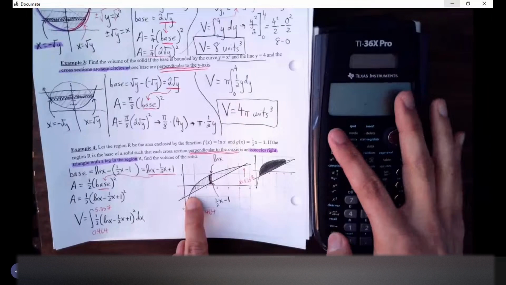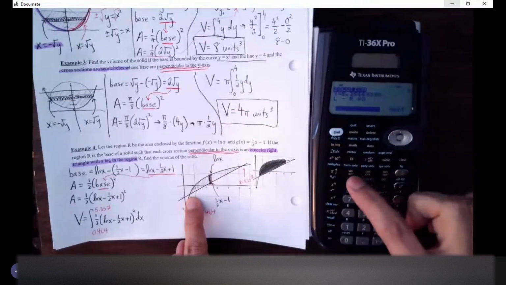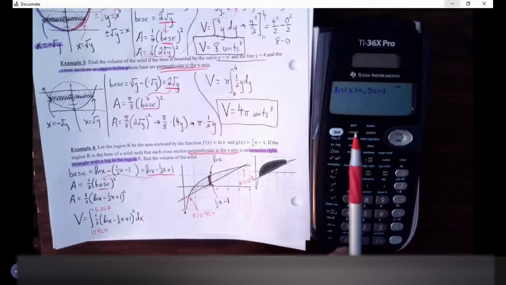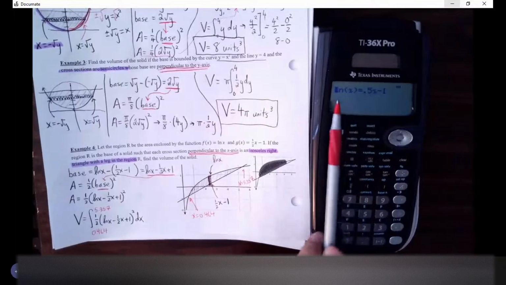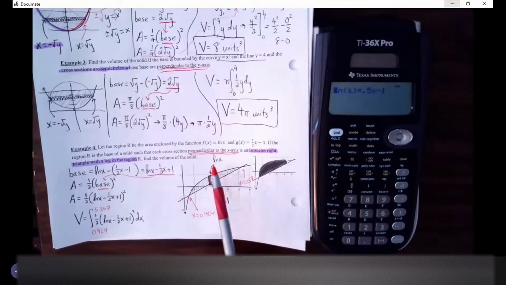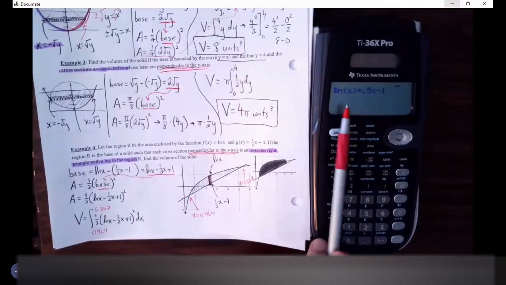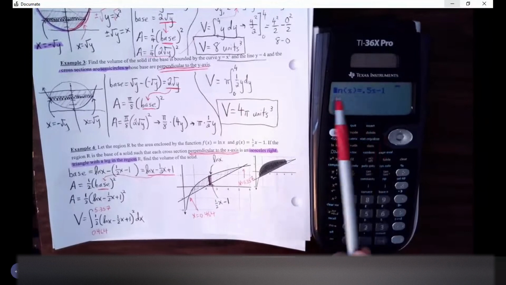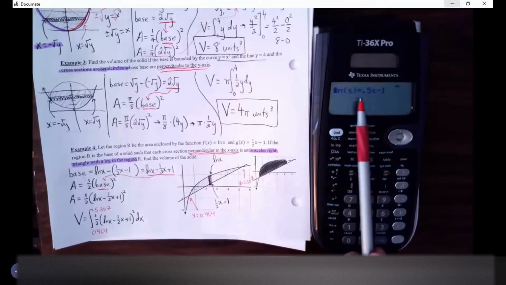So if you go to second sign, it'll take you to numsolve. And then you're going to put the two functions on either side of the equal sign. So I started with the natural log of x. Doesn't really matter which side is which. I just started with natural log of x on the left side, and I put 0.5x minus 1 on the other. And I'm just going to look for the intersection of these two.